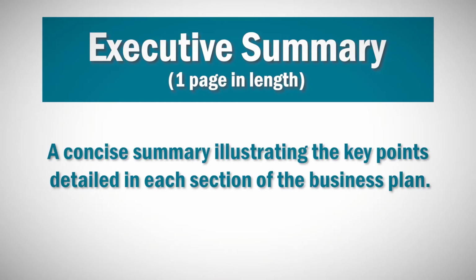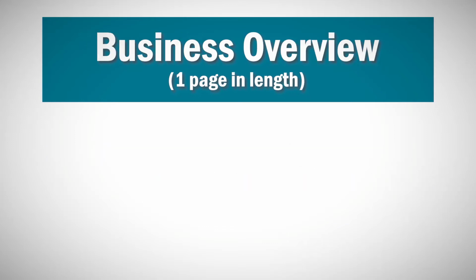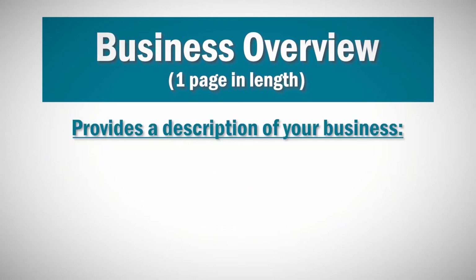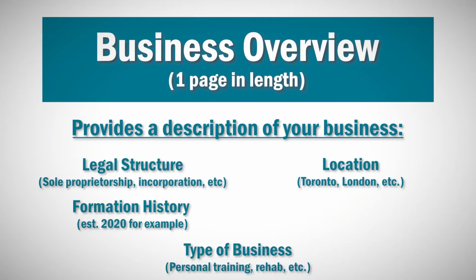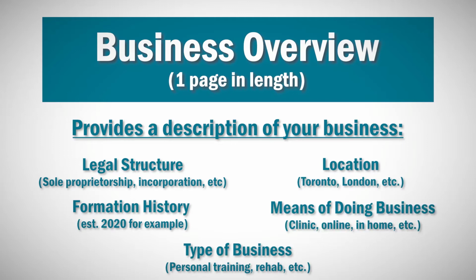The most important sections for you to focus in on as a kinesiologist include the following. First is the executive summary. This is a concise summary illustrating the key points that are detailed in each section of the ensuing business plan. I recommend typing this up last. Next is the business overview. This provides a description of your business, including the legal structure, business formation history, the type of business, location, and means of doing business. All in all, this section is pretty straightforward and shouldn't take too long to complete.